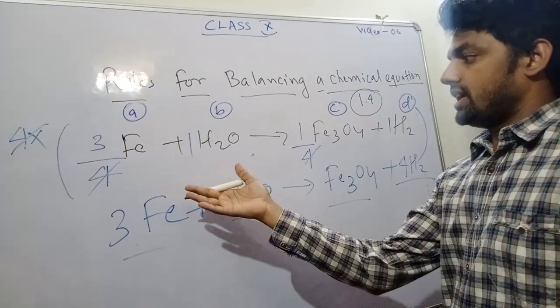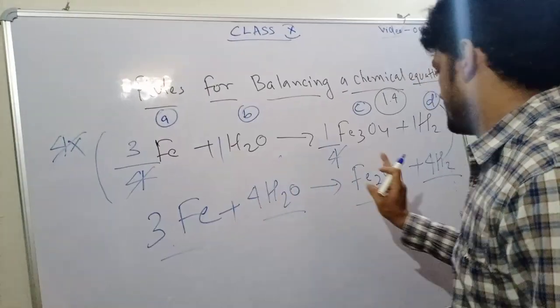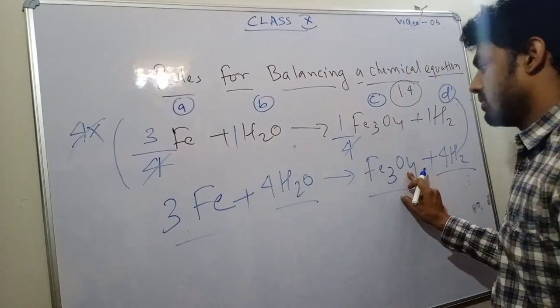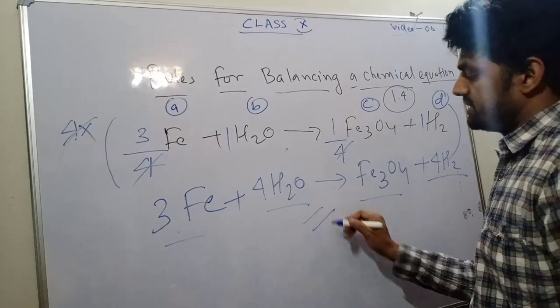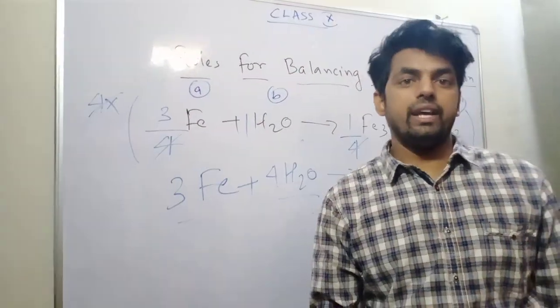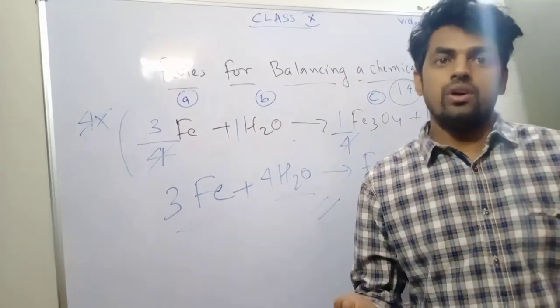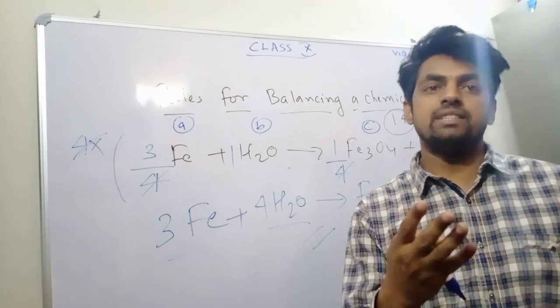See whether the equation is balanced or not. Fe 3, 3. Oxygen 4, oxygen 4. Hydrogen 8, hydrogen 8. It is balanced. In this way, we can balance a chemical equation. In the next video, we will see some more examples and try to balance them.